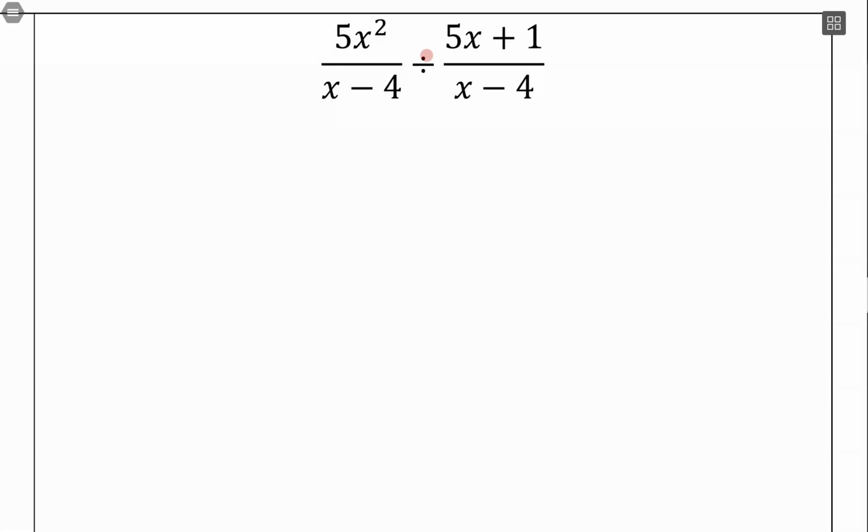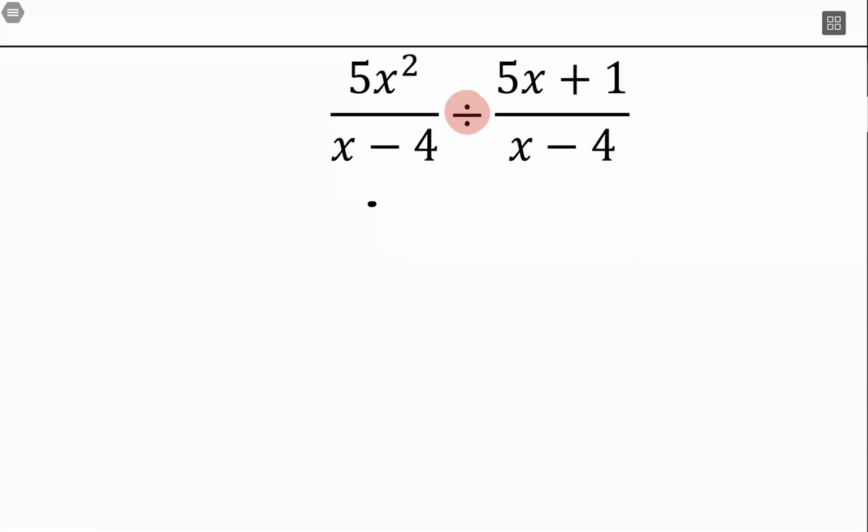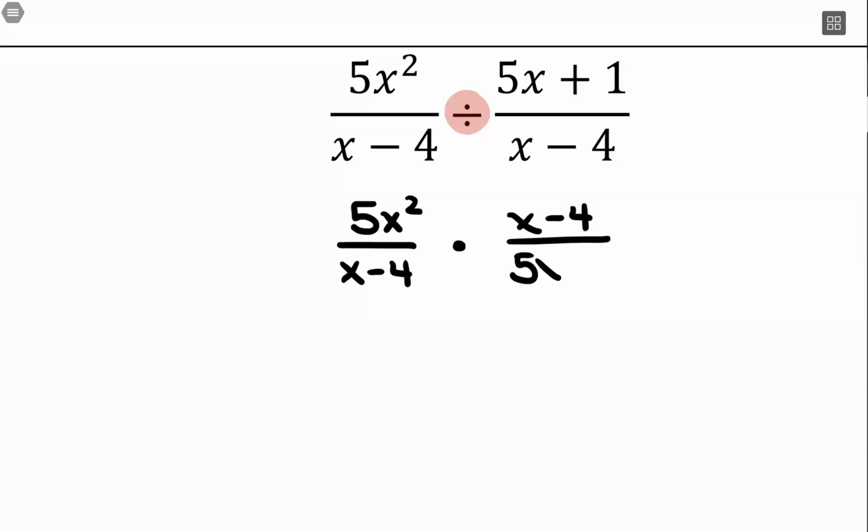Okay, with this one, we have division. So we could go ahead and just change it right now. So keep, change, flip. Keep the first expression, change to multiplication, flip x minus 4 over 5x plus 1. Then I would look to see if anything can factor, which there isn't anything to factor. Then my next step might be to go through and see where I have addition, subtraction, and just throw in some parentheses so that the grouping is really clear for me.